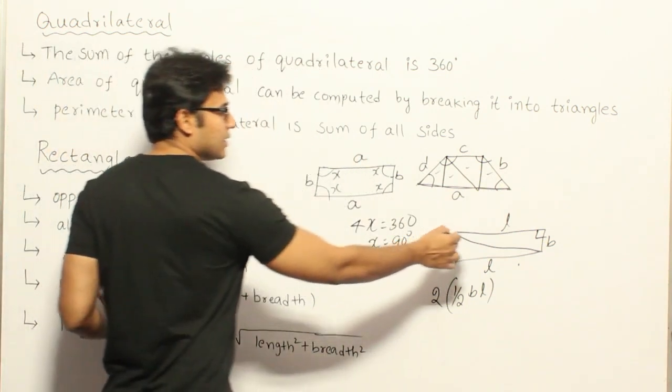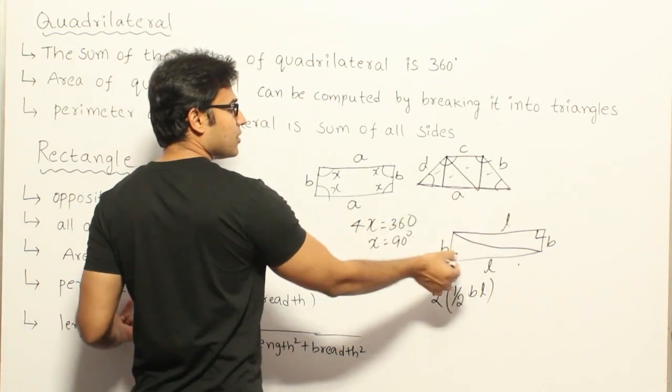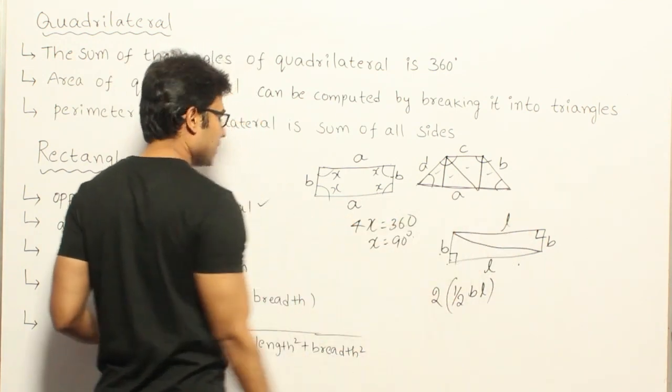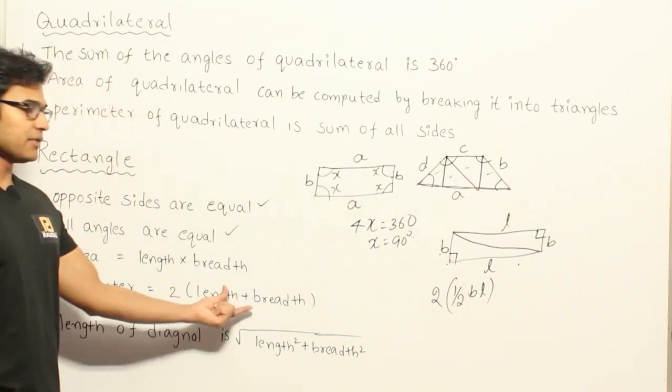Okay, and next one is perimeter. Perimeter is sum of all the sides. Now if you add them all up, 2 times we are adding breadth and 2 times we are adding length. Therefore perimeter equal to 2 into length plus breadth.